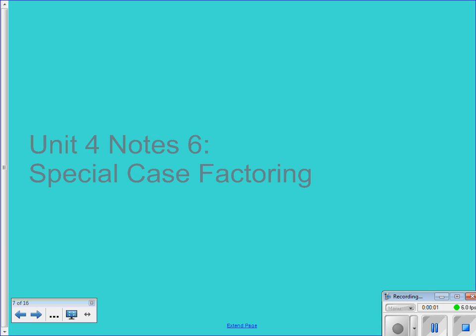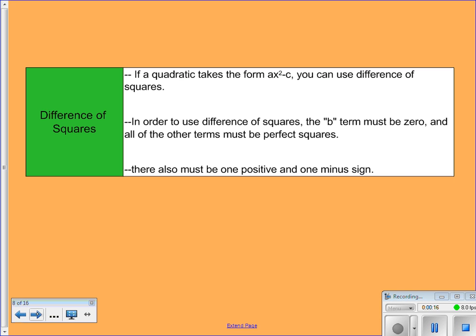Today, ladies and gentlemen, we are going to be doing Unit 4, Note 6, which is special case factoring. So these are cases where there's a special method you can use. But just know that the method that we've been learning the past two notes will still hold true for these notes today. So first of all, let's talk about differences of squares.